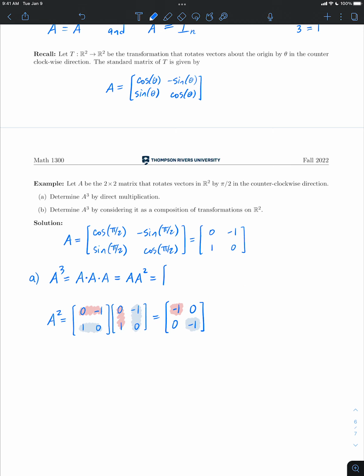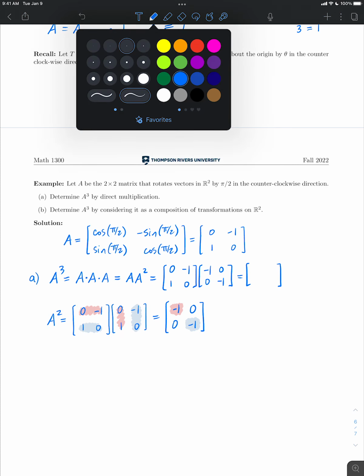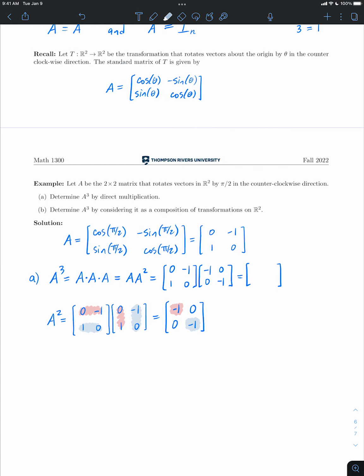So I'll have another copy of A, because we're multiplying A by A squared here. So that's A, and then the A squared is the one we just worked out. Okay, so that is what we need to compute. So now we have another matrix product. Again, we're going to work out each entry one at a time. It's a 2 by 2 multiplied by a 2 by 2, so the result is going to be another 2 by 2. Let's figure out the entries.